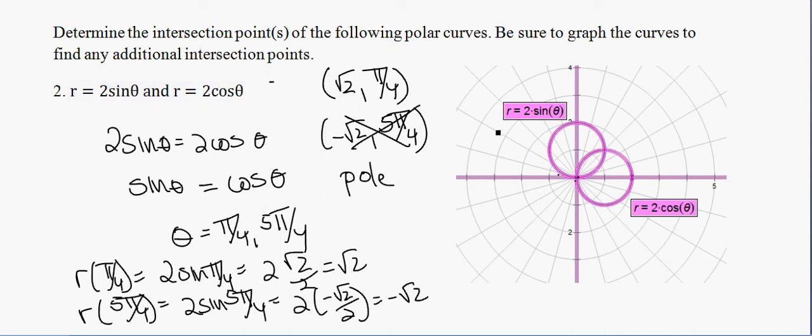That's why it's very important that you graph your polar curves when finding their intersections, because sometimes algebraically you won't find any additional points. Most times they're either at the origin or at the pole, or we'll look at one a little bit later where it's over at pi or something like that. So that's the end of that.